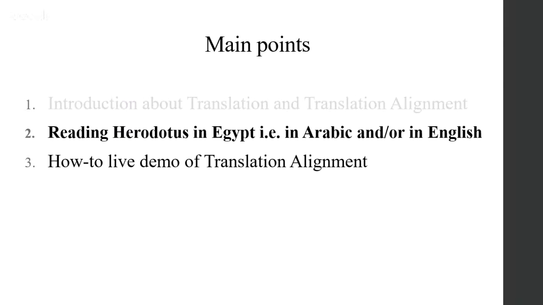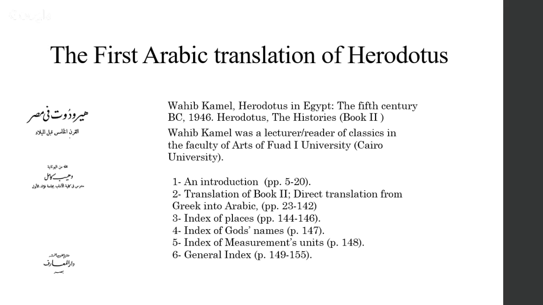So we have a number of translations of Herodotus. The first one appeared in 1946, and it was done by Wahib Kamel, a lecturer in Cairo University. He made a direct translation from Greek, because he was a classicist, but of course not of the whole work. As you can see in number 2, it is a translation of book 2, which is a direct translation, as I said, and you have the other indexes in the books.